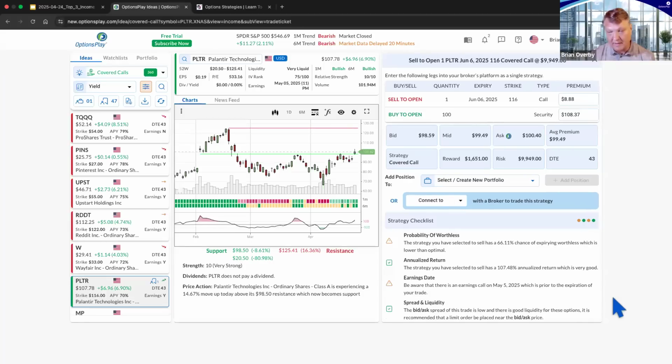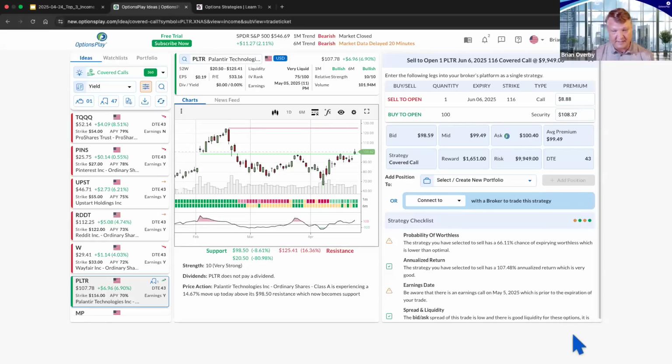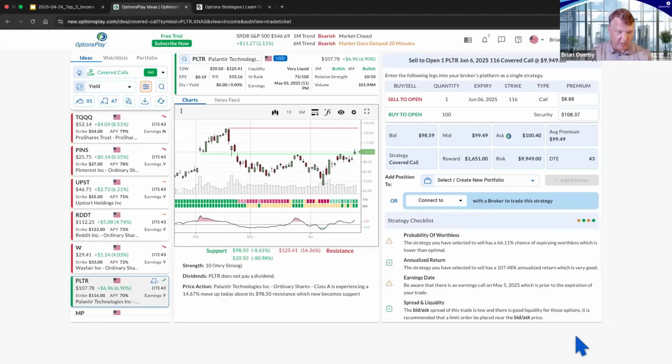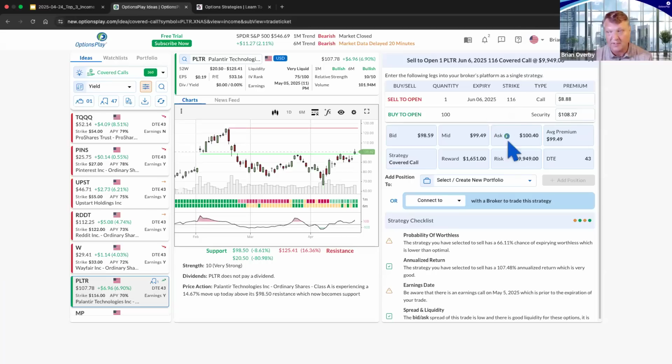Spread and liquidity. It will highlight if it's not liquid. If it's not liquid, it's going to have a little, once again, exclamation point saying this underlying isn't a very liquid underlying. Be aware of that. And Palantir is obviously a very liquid underlying, so it says we're fine. Here's your probability of expiring worthless. Here's your annualized rate of return. So we're giving you a checklist across the board on a covered call position where if you bought this and sold this.